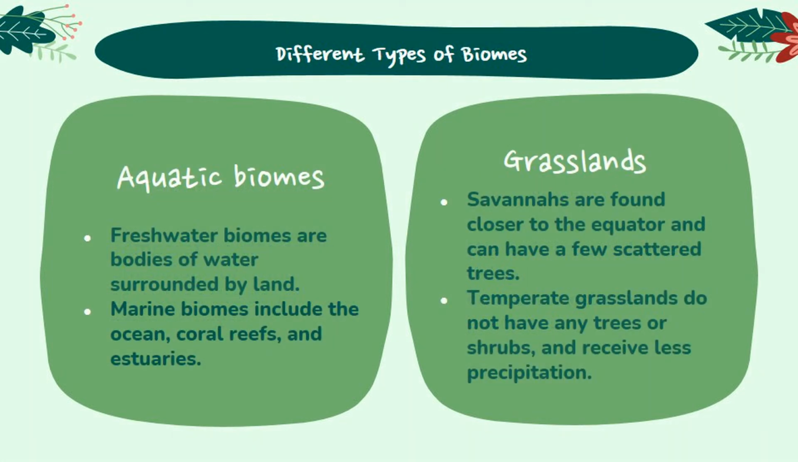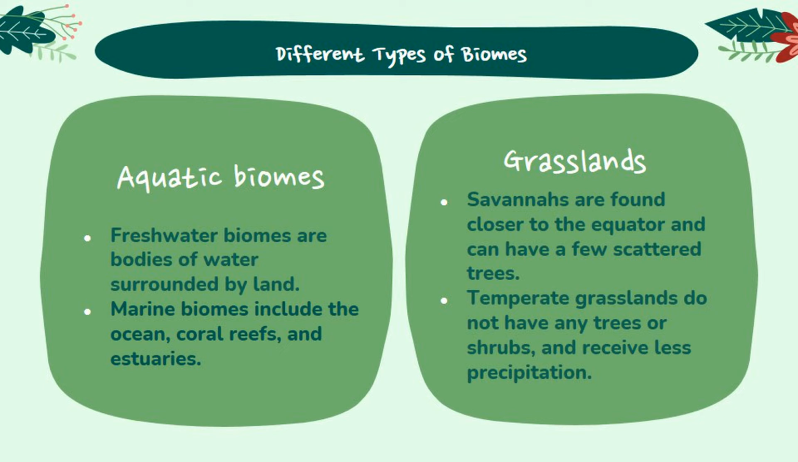Aquatic biomes include both freshwater and marine biomes. Freshwater biomes are bodies of water surrounded by land, such as ponds, rivers, and lakes, that have a salt content of less than 1%. Marine biomes cover close to 3/4 of Earth's surface. Marine biomes include the ocean, coral reefs, and estuaries.